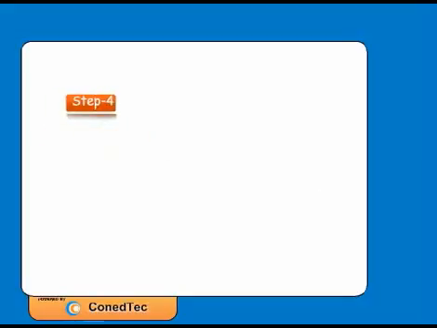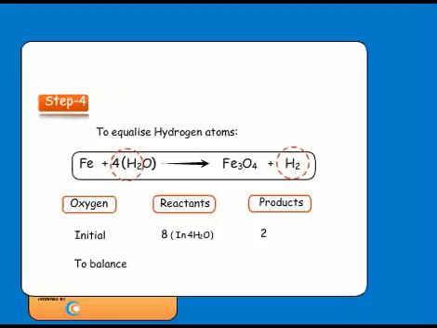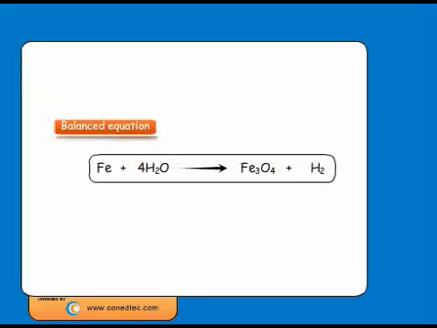Step 4. To equalize hydrogen atoms. Initially, in the reactants, the number of hydrogen atoms is 8 in 4H2O, whereas in the products, the number of hydrogen atoms is 2 in H2. To balance the equation, the hydrogen number in the products should be multiplied by 4. So, the equation becomes Fe plus 4H2O gives Fe3O4 plus 4H2.